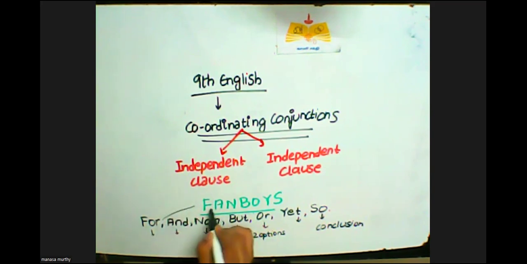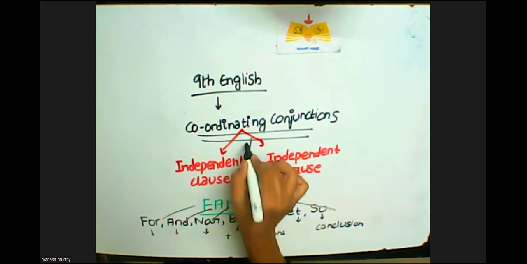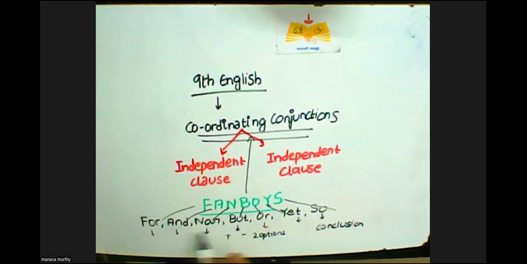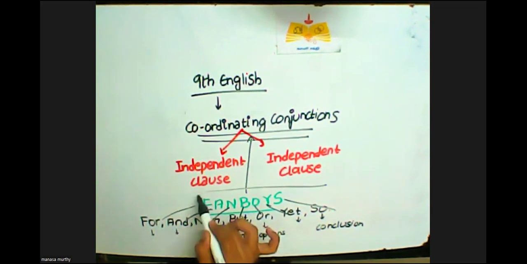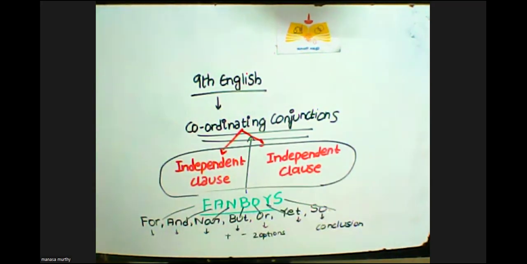For, and, nor, but, or, yet, so. This is the mnemonic word to remember coordinating conjunctions. These are all the coordinating conjunctions that we use, and they are used only when there are two independent clauses. That is, each is giving independent meaning by itself. One is not dependent upon the other sentence. Okay?